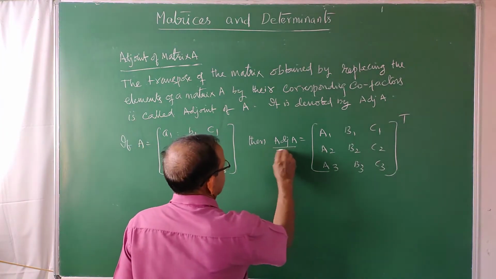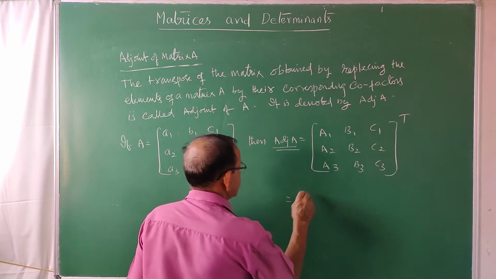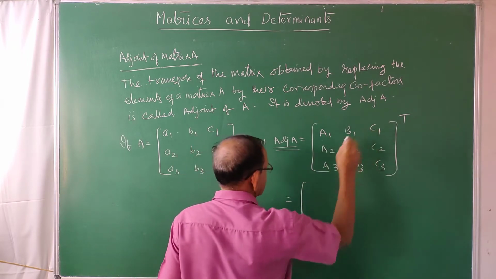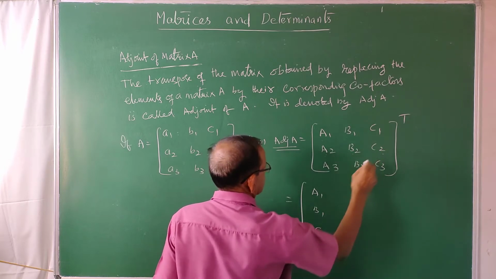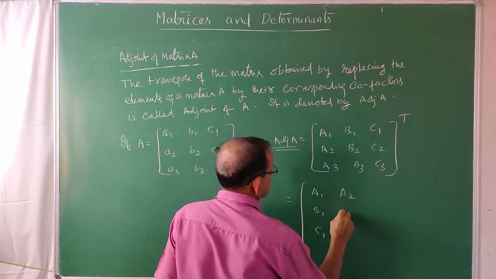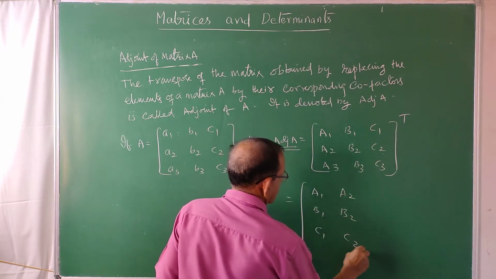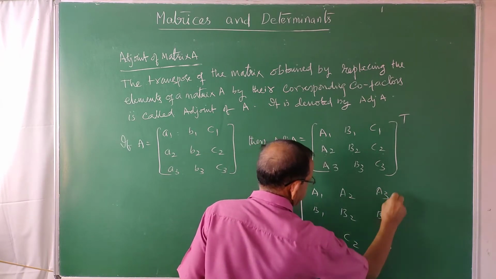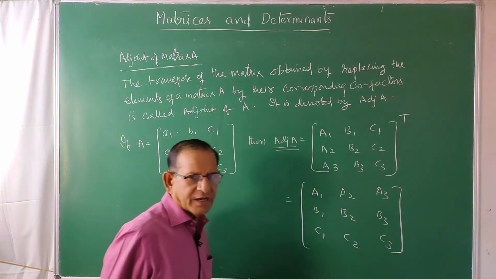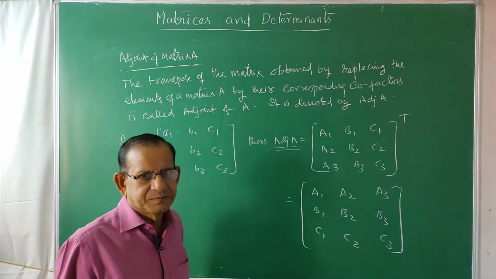We denote it as adj A. Now you have to take the transpose. A1, B1, C1 will become the first column. And A2, B2, C2 is the second row here, so it will become the second column. And this is A3, B3, C3. This is called the adjoint of A.